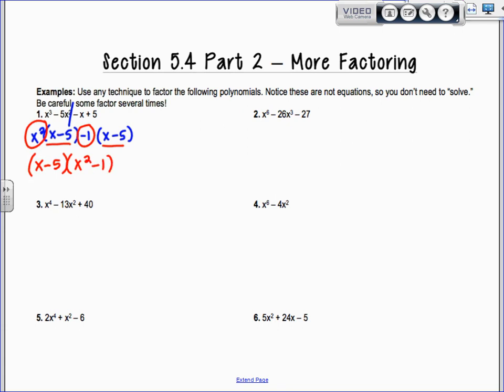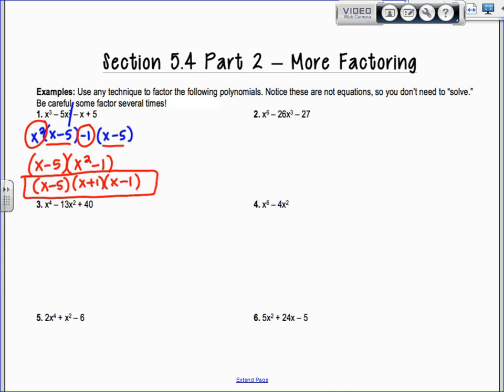I do this a lot on your homework. Hopefully you guys noticed this on the first 6 problems that I did factor by grouping, and then a lot of them had difference of 2 squares, so look for that. Now I have x squared minus 1, which factors into x plus 1 and x minus 1, but you still have that x minus 5 from before that's out front. So that is your final answer.